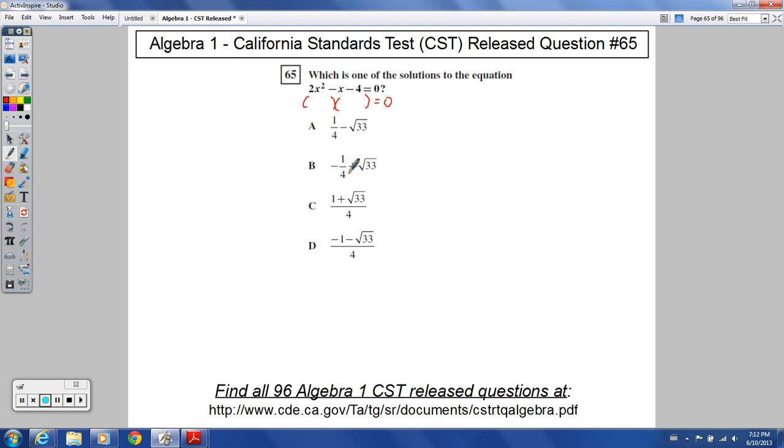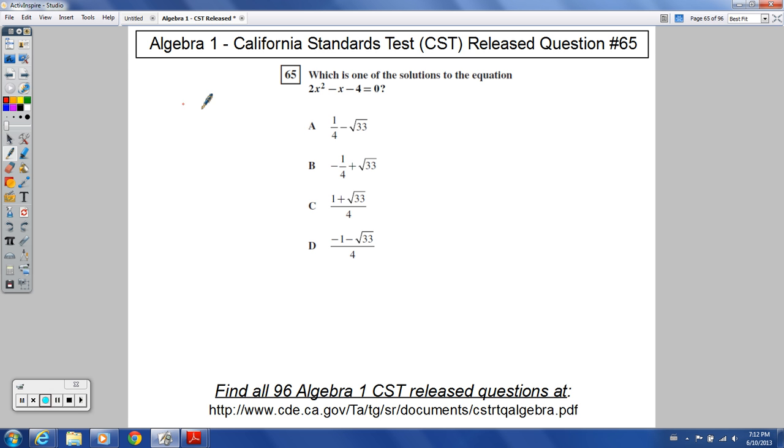We could use completing the square, but I think more of us are probably familiar with the quadratic formula as to how it applies to this particular problem, and I think it's a little easier to use the quadratic formula here as well. So let's do that. Let's figure out what our A, B, and C are.